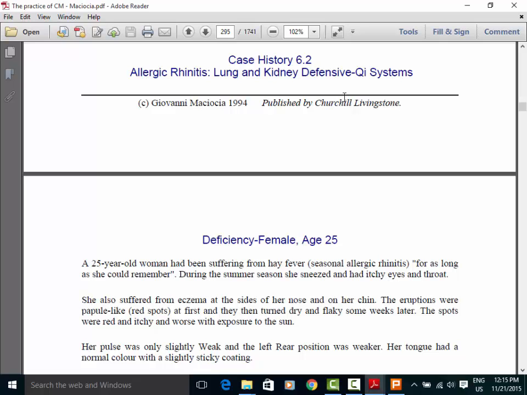Okay. So nothing else to add on to that? Just lung deficiency? Kidney what? Kidney deficiency. Lung and kidney deficiency. Anything to add to that or just that? Okay.